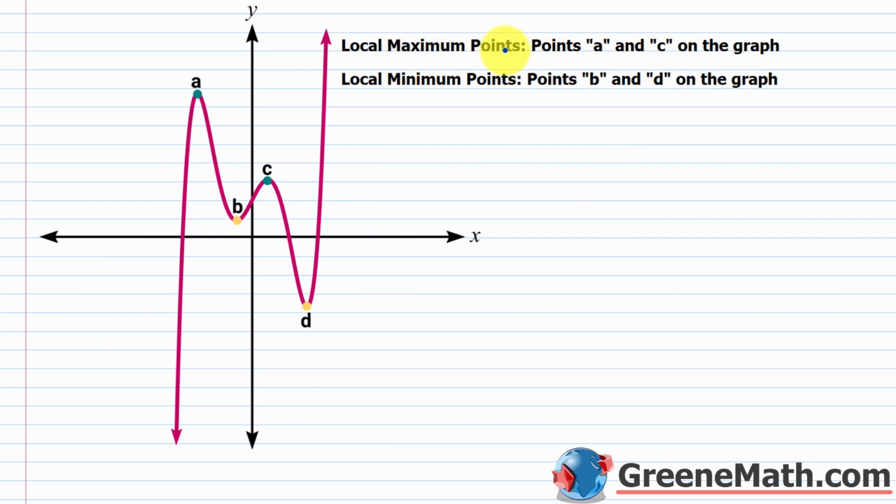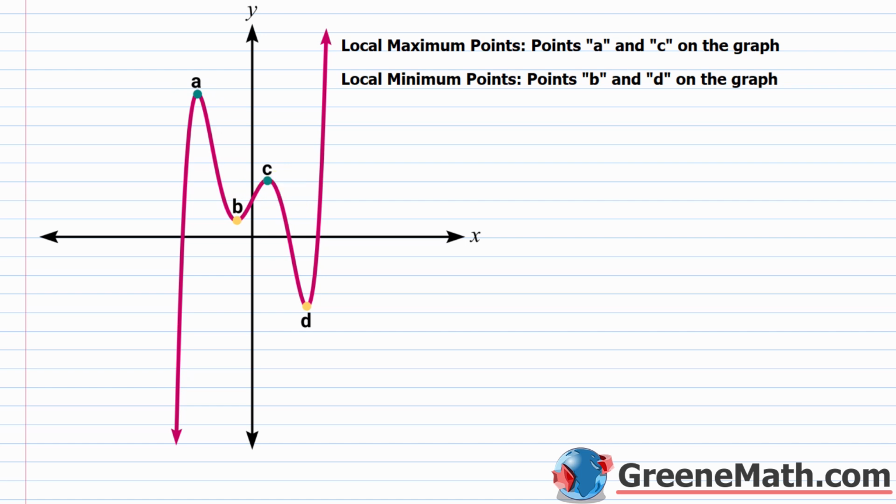Local maximum points, you have points A, so that's this right here, and C on the graph. Notice that the y value here is greater than the y values around it. We are not saying that it's the largest y value on the graph. It's just what's in the local viewing window. That's how you're thinking about this. This forms a hill. This forms a hill.